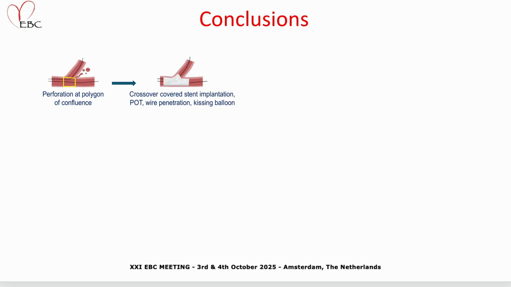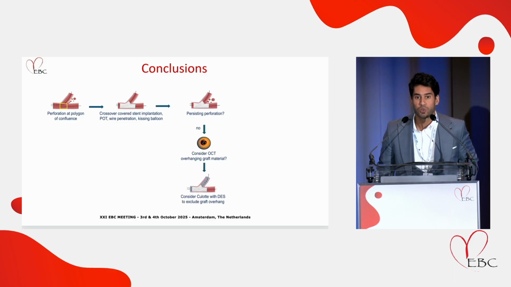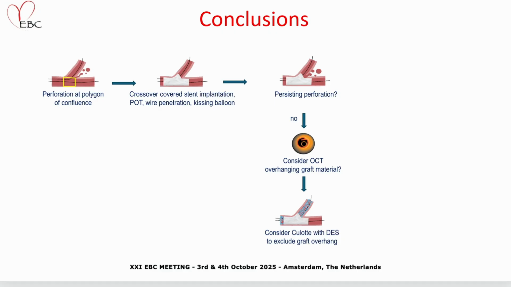And we know the limitation of bench testing, like how it could be applied in real life, but we can still propose an algorithm for dealing with perforation in the polygon of confluence. We could do crossover stenting, perform our wire penetration and kissing balloon inflation, and then we evaluate angiographically whether the perforation has been sealed or not. If it has been sealed, then we can evaluate using OCT towards the side branch and the main branch, with more focus on the side branch. In case of overhanging material, we need to consider a culotte using a DES in the side branch.